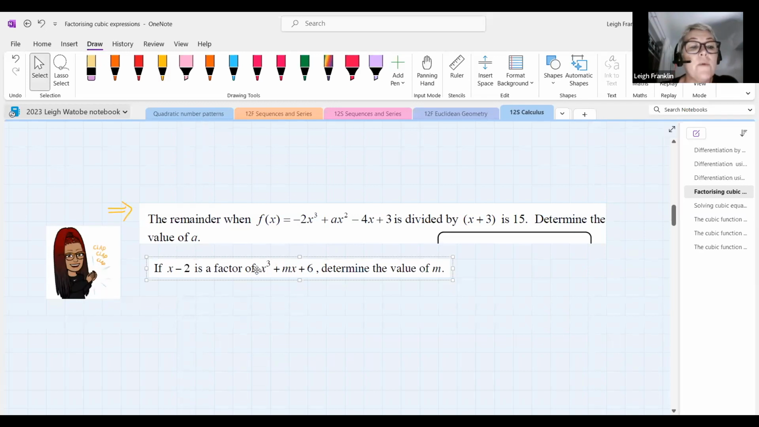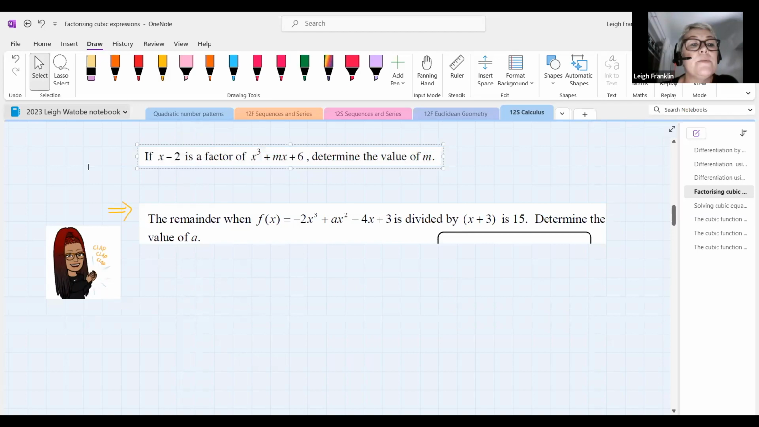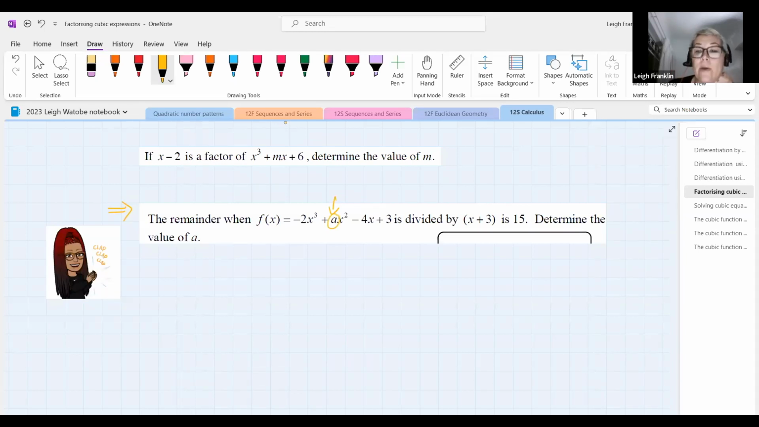Oh, actually, that one is not a nice one to do. Sorry, that's not going to work in this situation because it's a factor. Okay, so I want us to deal with remainders. Okay, let's do this one together. So they've told us the remainder when f of x is divided by x plus 3 is 15. Determine the value of a. So in other words, they want us to work out what that value over there is going to be.